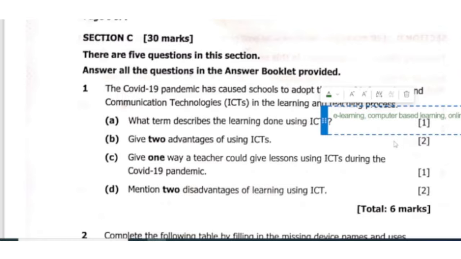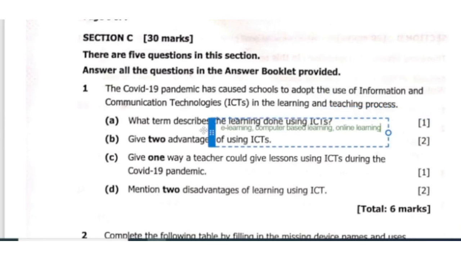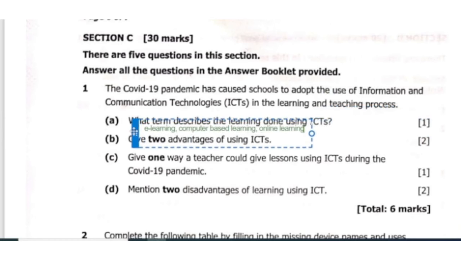Okay, so this is where you learn from the internet. You use the internet to access learning materials. Now we come to question B. Give two advantages of using ICTs. Okay, what are the advantages of using ICT? Give two advantages of using ICT in terms of learning.